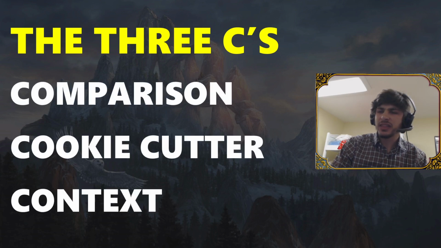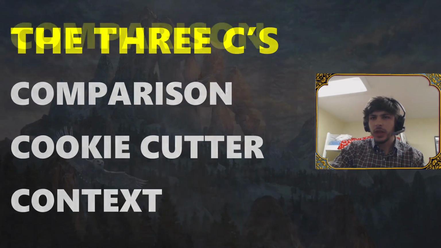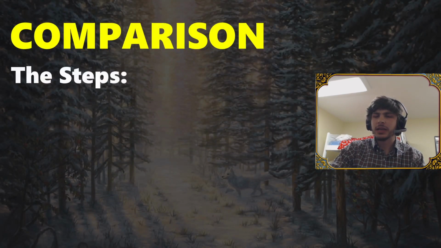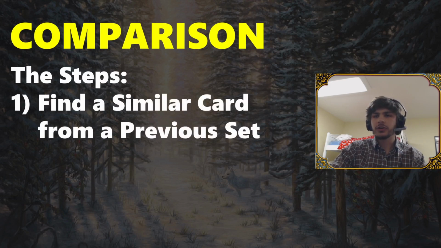Okie doke, so now we're going to talk about the 3 C's: comparison, cookie cutter, and context. These 3 methods are usually used in tandem in some way, but I'm going to be going through all of them individually first so that you can understand how to use them in your own card evaluations. So first of all, we have comparison. Here are the steps of comparison. You have a card in the new set that you want to evaluate. First things first, you're going to find a similar card from a previous set to compare it to. That is the nature of comparison.